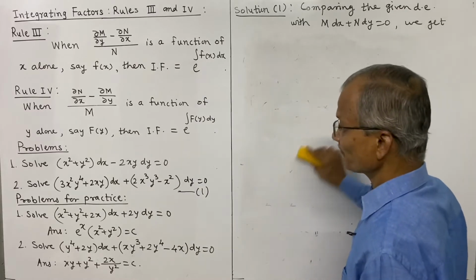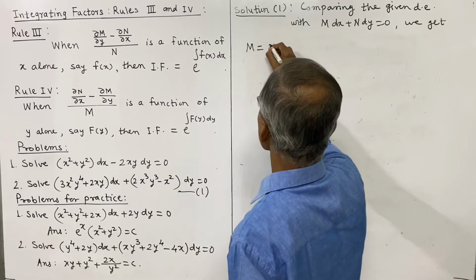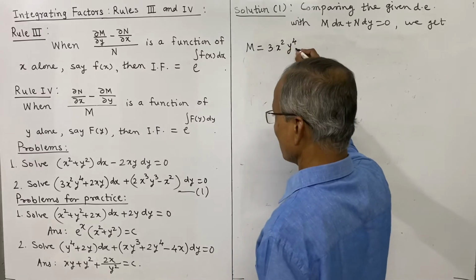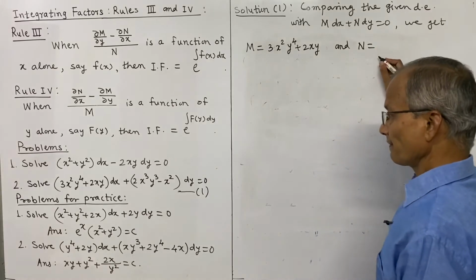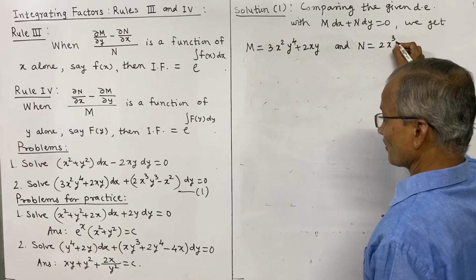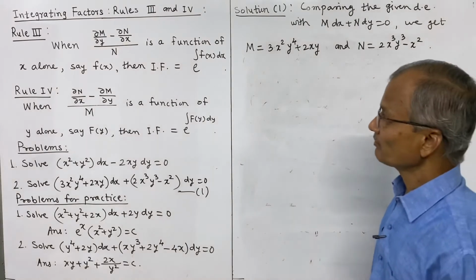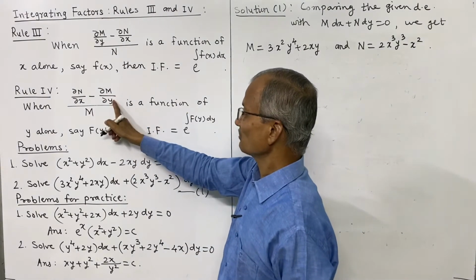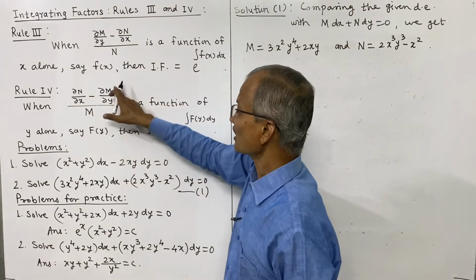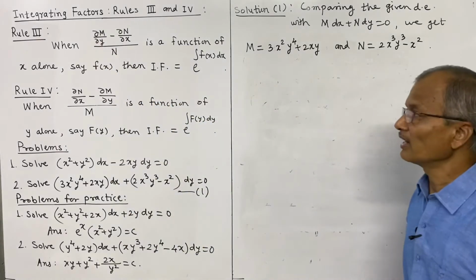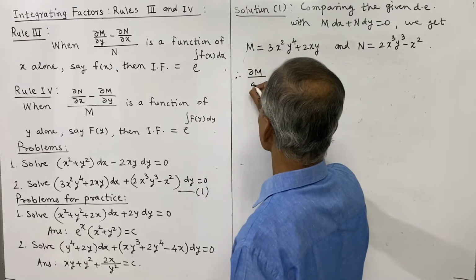So write M and N. So we get M is 3x square y to the power 4 plus 2xy, and N is 2x cube y cube minus x square. These are M and N. Find out the partial derivatives. For the third or fourth rule, the partial derivatives are to be obtained: M with respect to y and N with respect to x. So therefore we shall first find out the partial derivative of M with respect to y.